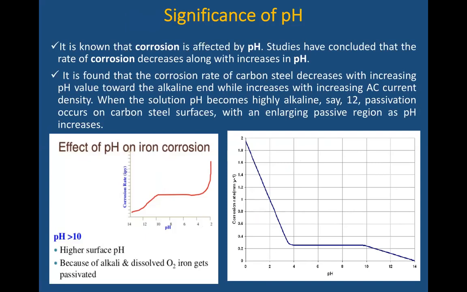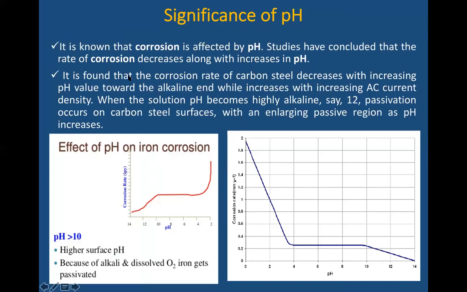Next one is the significance of pH. As you see, sometimes carbon dioxide is present, sometimes H2S is present. So sometimes carbonic acid is formed and some other acid is formed, so maybe pH will vary. Once your pH is increasing, your corrosion rate will decrease.